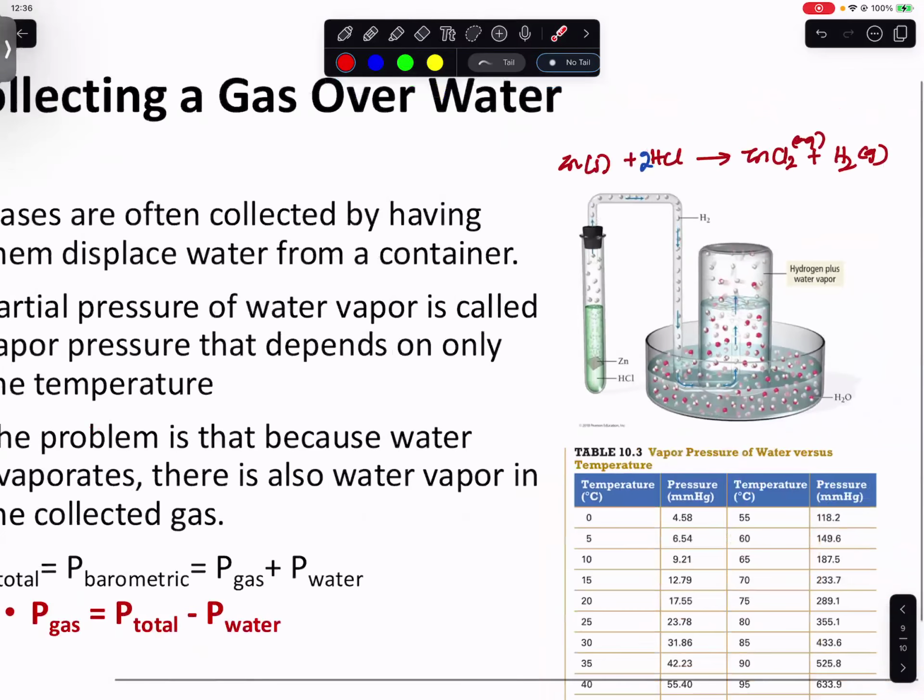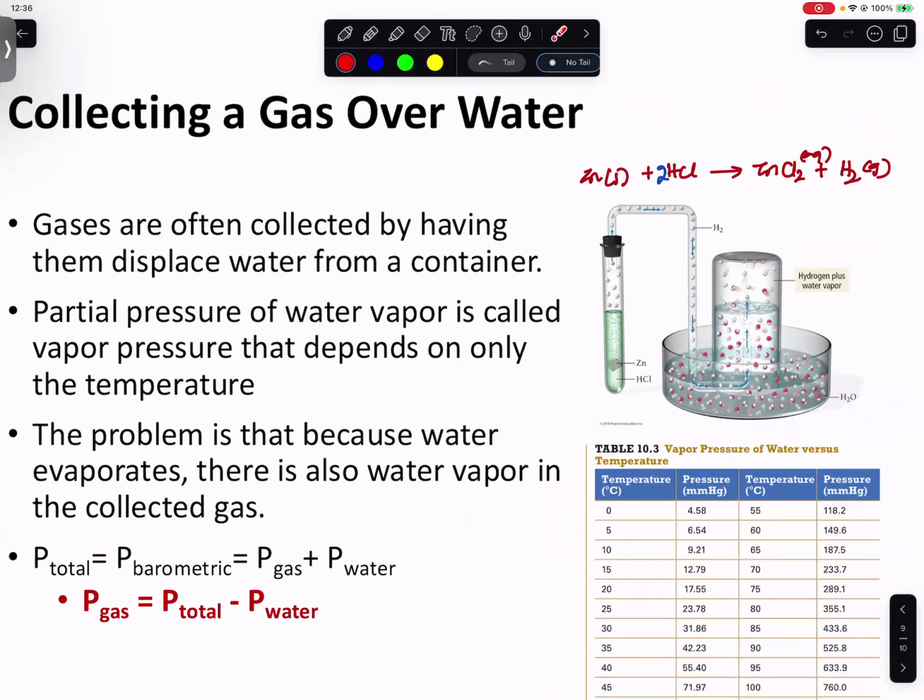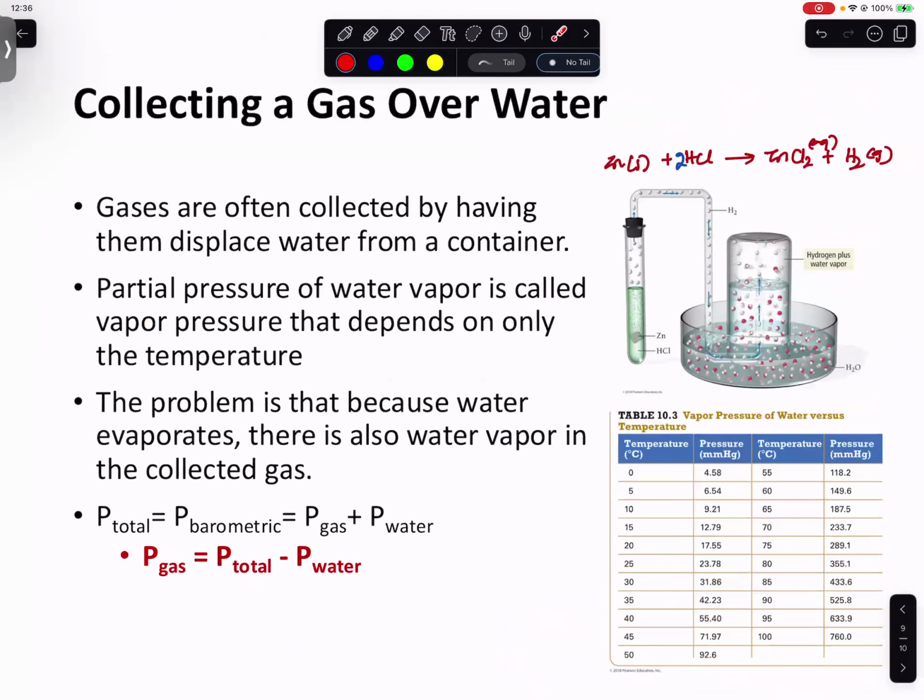So really, when you are collecting the gas over water, there are two partial pressures: the partial pressure of the hydrogen gas collected and the partial pressure caused by the water vapor, from the water being trapped in a closed container system. For this reason, if we want to calculate the partial pressure of a gas, we can say that the total pressure equals the pressure of the gas itself plus the pressure of the water.